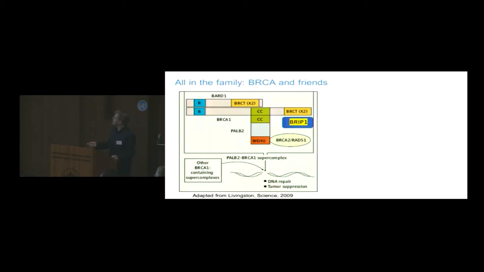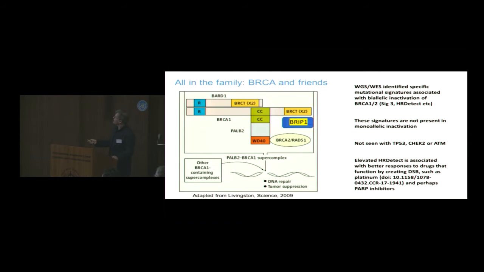This is the sort of BRCA and friends. Adapted it to add BRIP1, which may or may not be a valid addition, but these are the classical genes, which are, interestingly, of course, the proteins all interact. And it's been shown that having high HRD, for example, does seem to indicate a better response to certain therapies. Signatures are not present in monoallelic inactivation and not present with some of the other breast cancer genes.